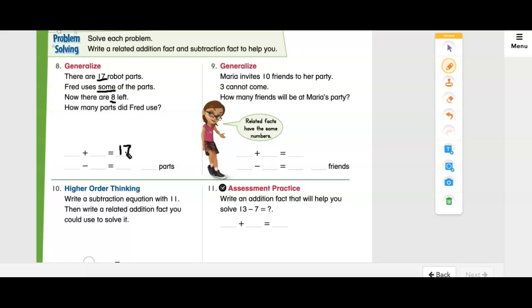Now, what is our part? We have some and then 8. So what part do we know? We know the part of 8. So now you will need to find 8 plus what number equals 17?